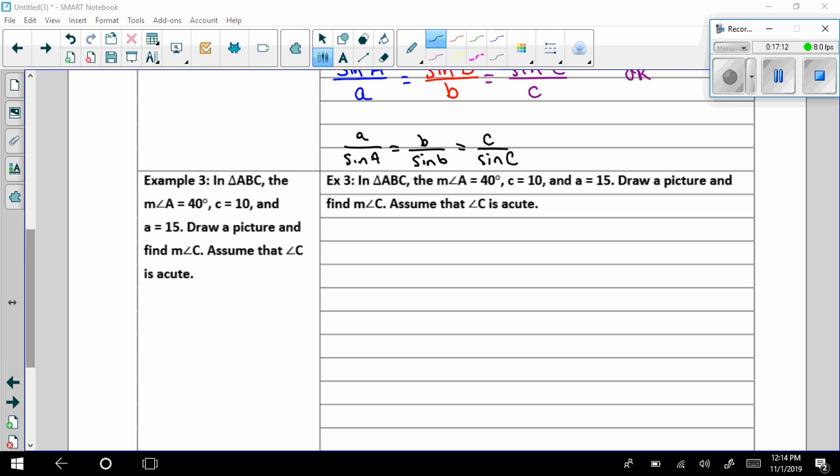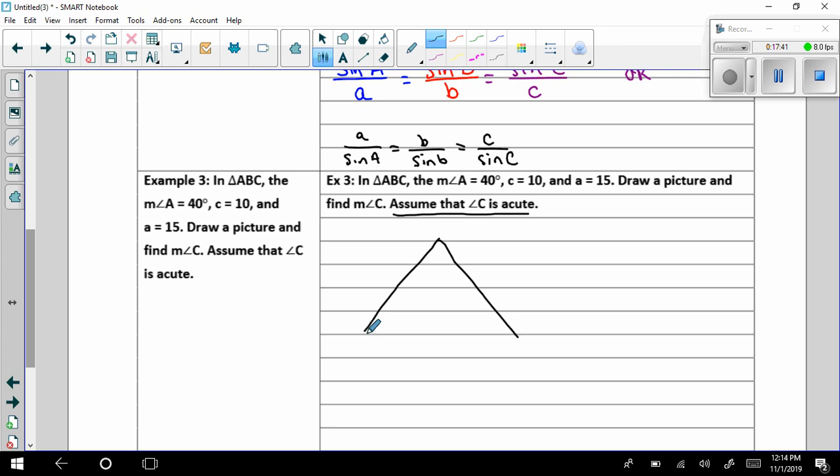Okay, so we would use that if we are ever not sure that it is a right triangle. So in this example, ABC has a measure angle A is 40, side C is 10, side A is 15. We want to draw a picture and find the measure of angle C. We're assuming that it's acute in this particular case.